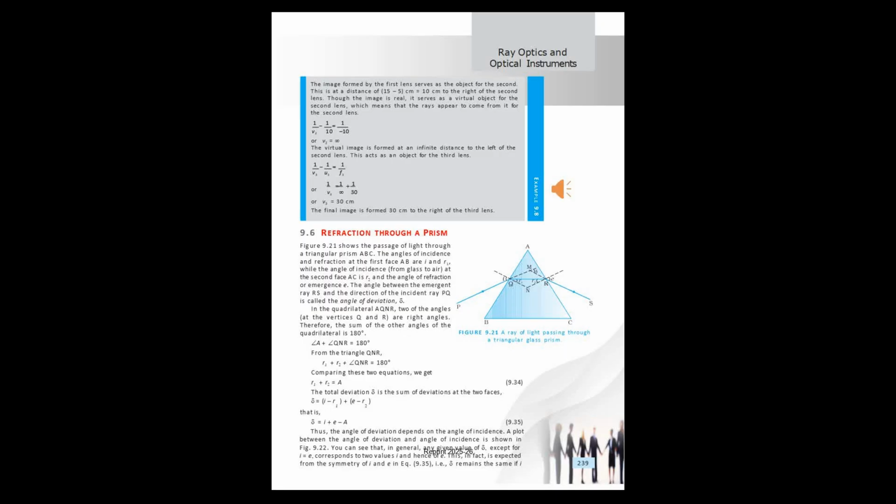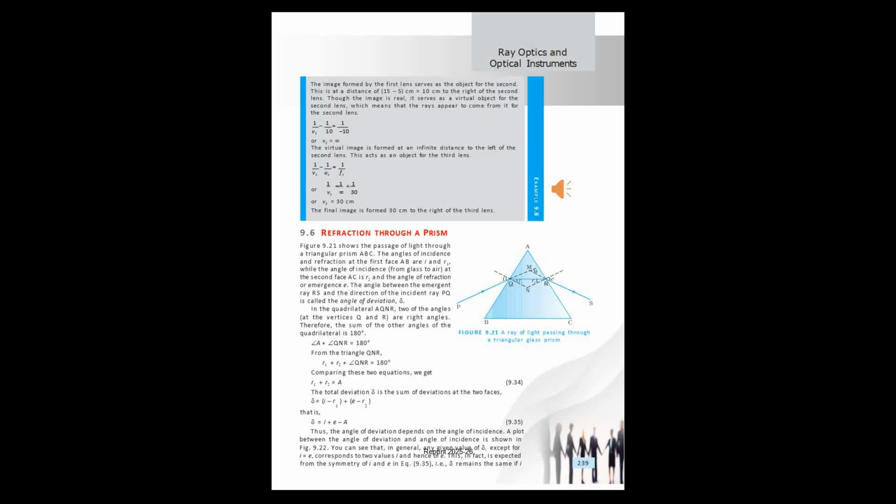Therefore, the sum of the other angles of the quadrilateral is 180 degrees. Angle A plus angle QNR equals 180 degrees. From the triangle QNR, r1 plus r2 plus angle QNR equals 180 degrees. Comparing these two equations, we get r1 plus r2 equals A. The total deviation delta is the sum of deviations at the two faces, delta equals (i minus r1) plus (e minus r2), that is, delta equals i plus e minus A.